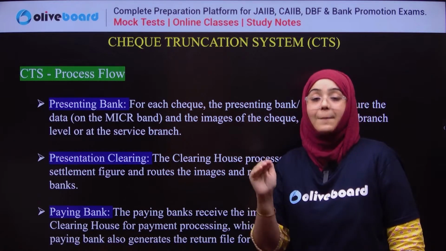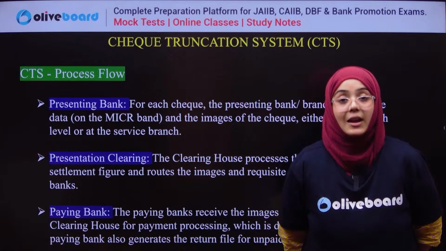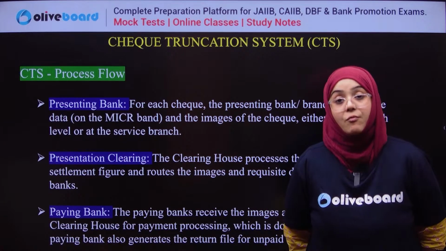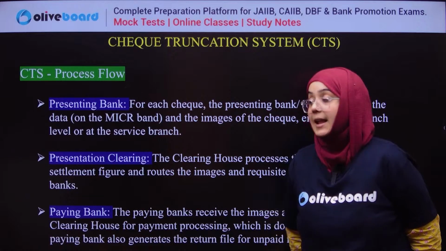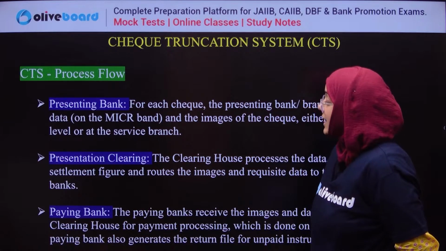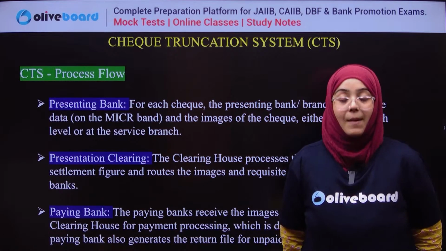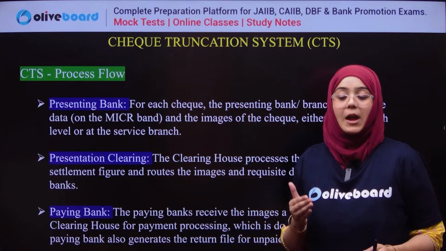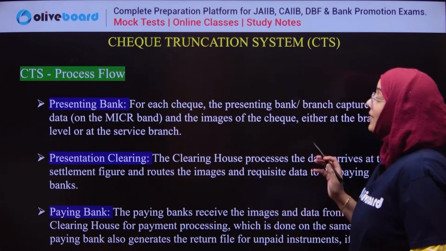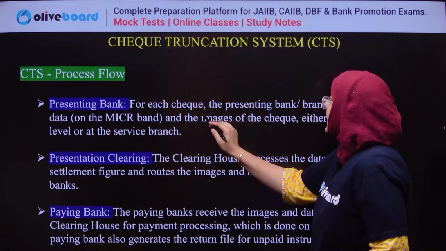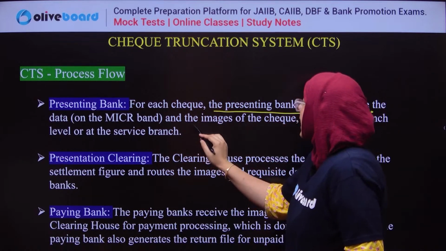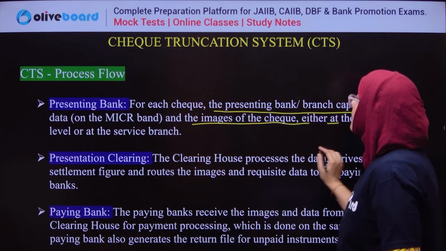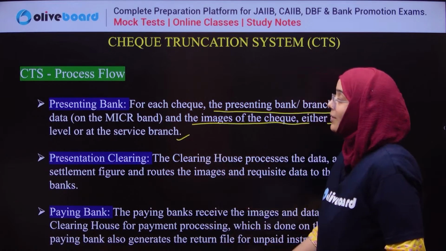Okay. Next, check truncation system process flow. Means what are the steps that are involved in the check truncation system, and this is again very important for all of you. First of all, there is presenting bank, then there is a presentation clearing, and then there is a paying bank. So step by step we are moving. First of all, there is a presenting bank. Means for each check, the presenting bank or branch captures the data and the image of the check either at the branch level or at the service branch.